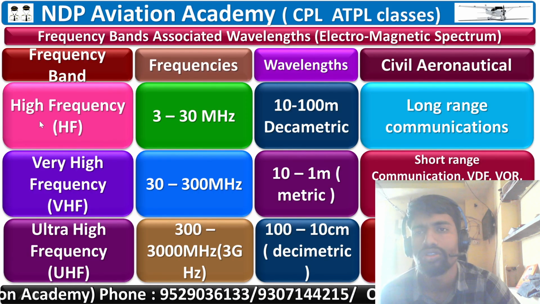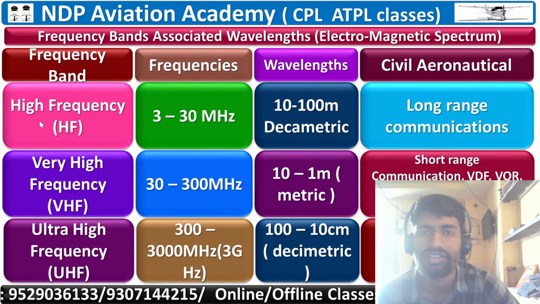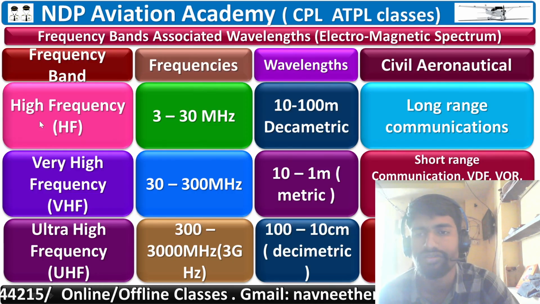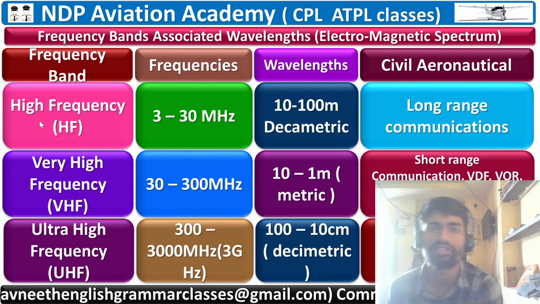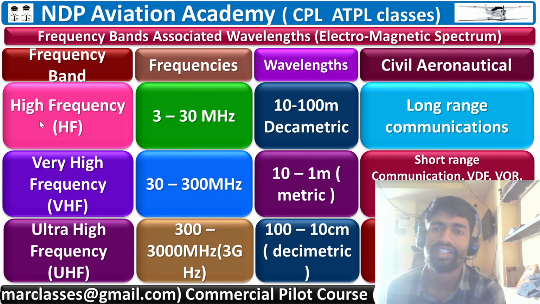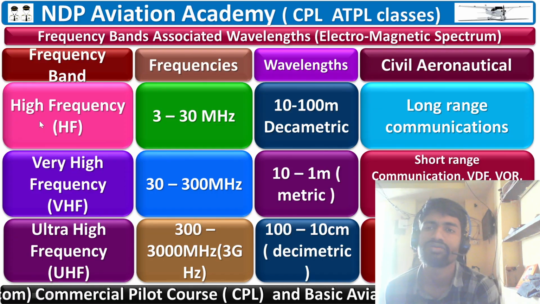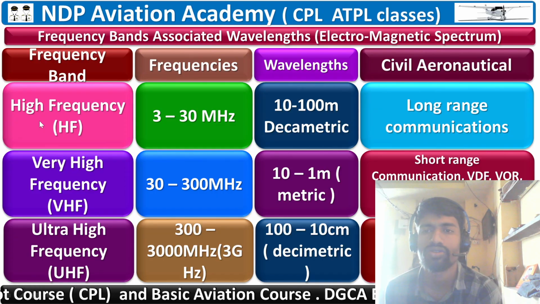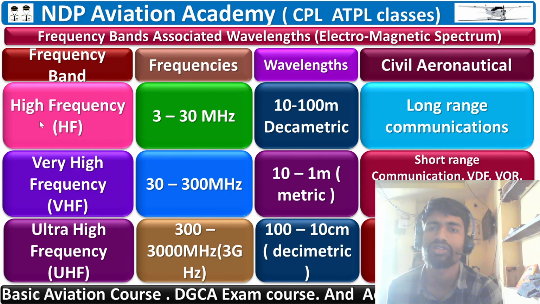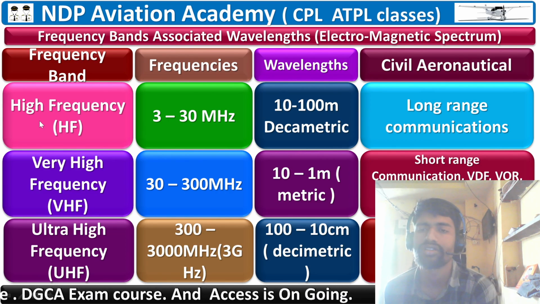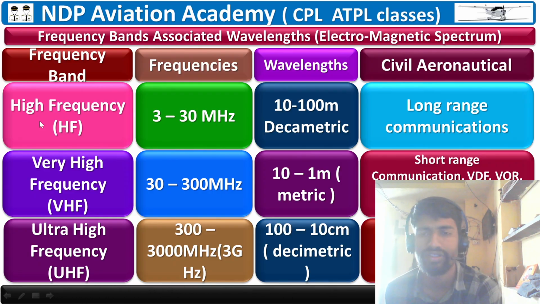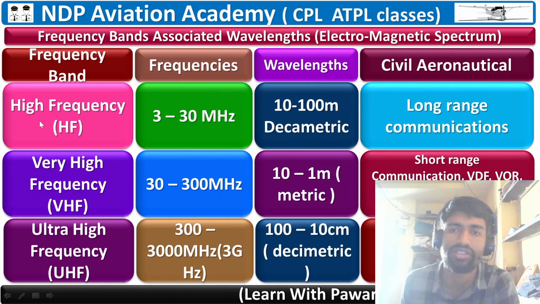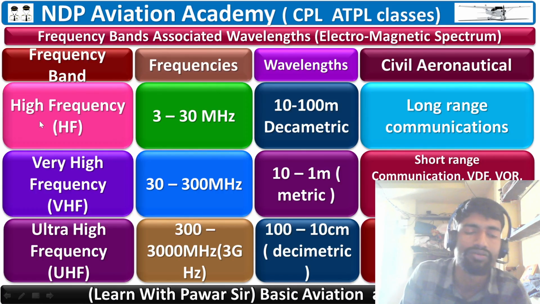So in aviation, we use this very high frequency for short range communication, and VDF and VOR, and then ILS localizer and marker beacon. We already learned each and everything. VOR we learned, VDF also learned. Short range communication we use this frequency, and long range communication we use HF.